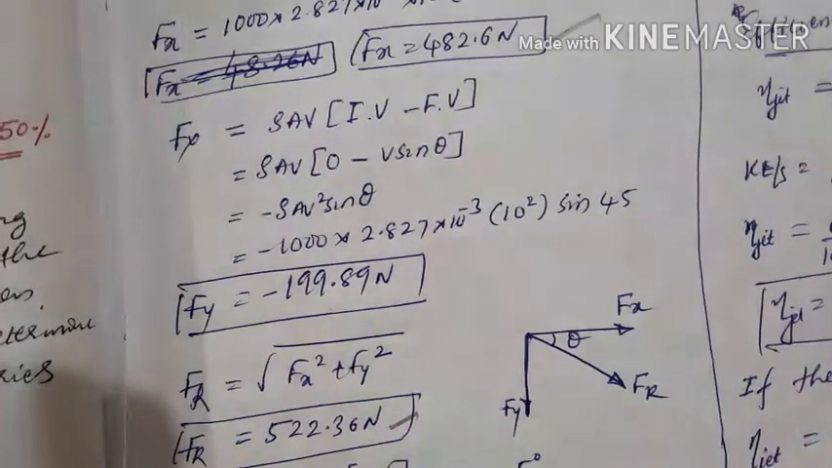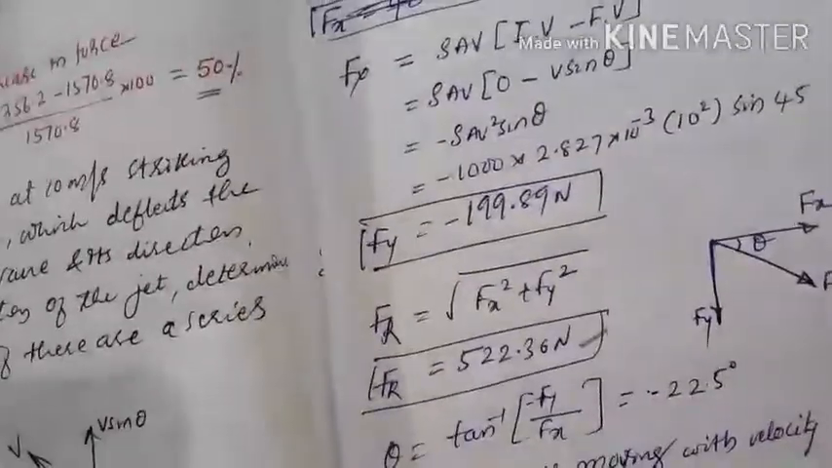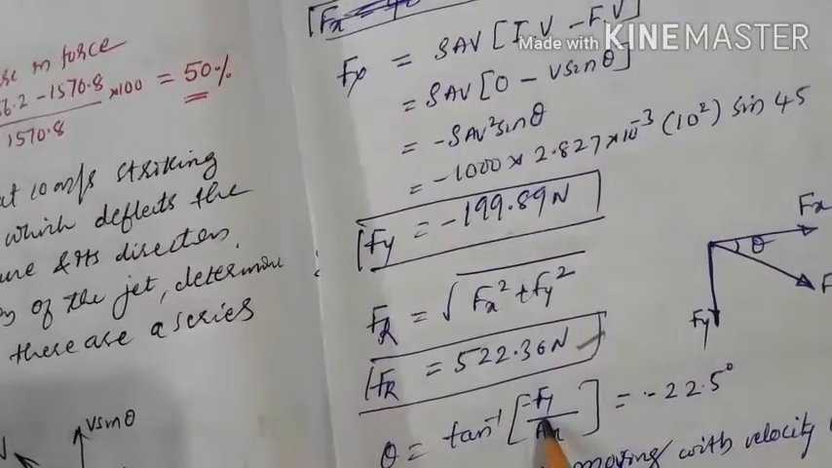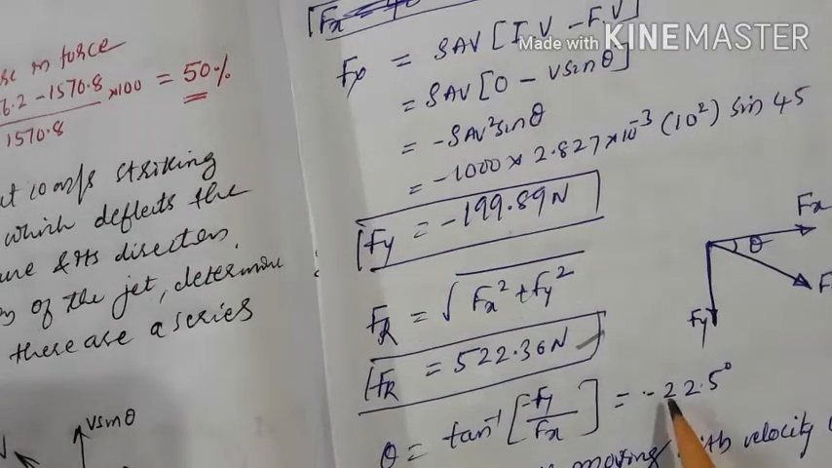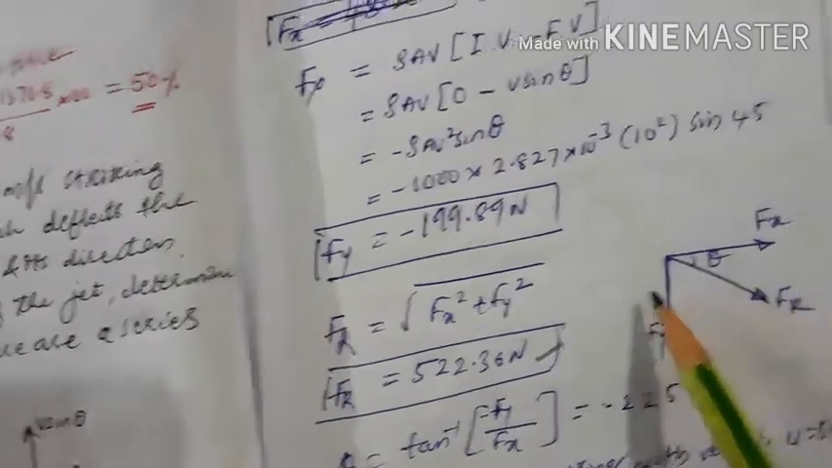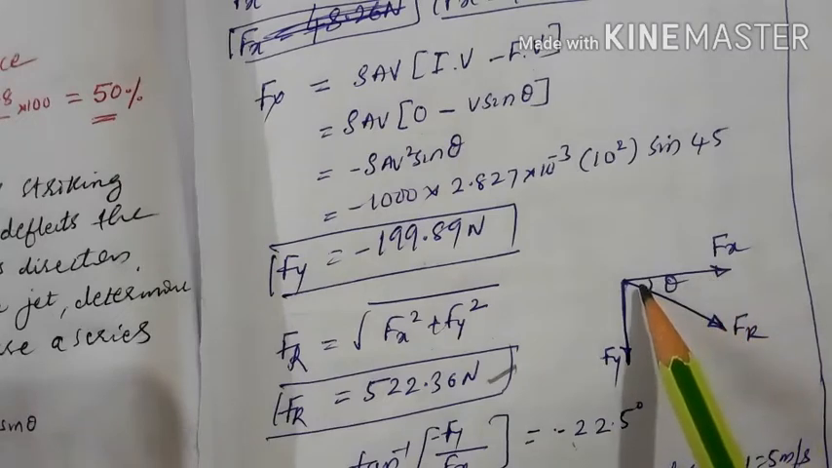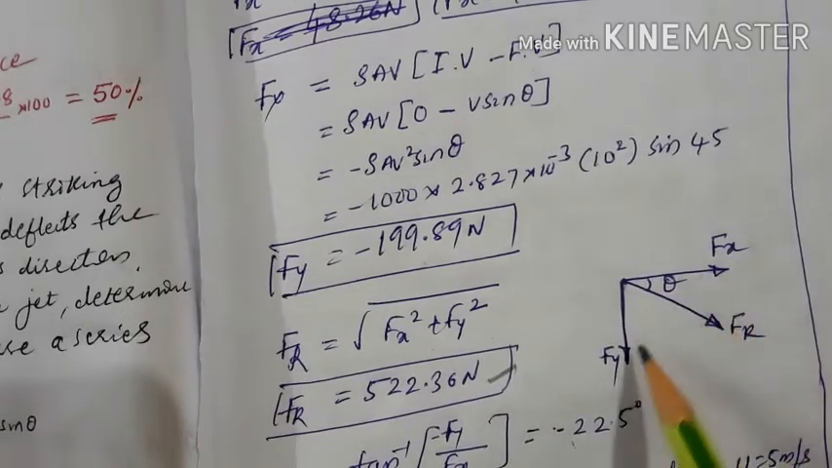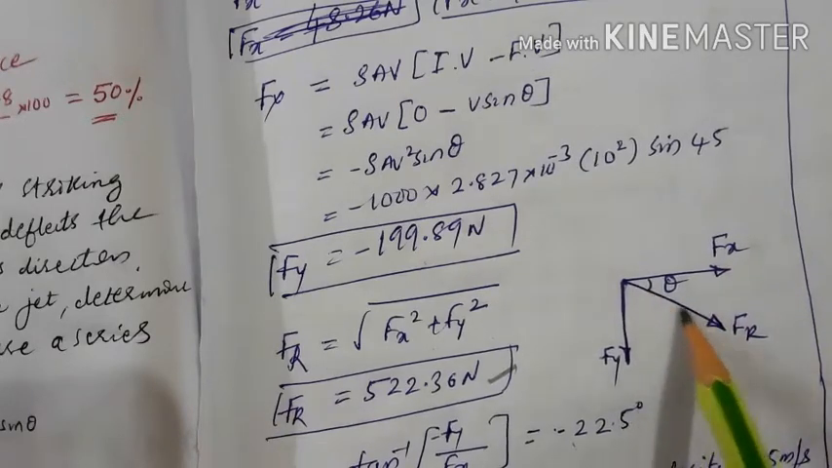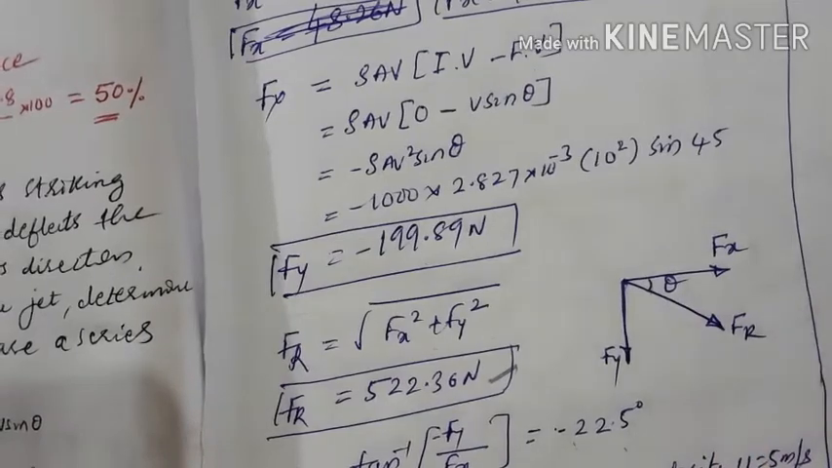Then calculate the magnitude and direction of the resultant, theta equal to tan inverse of minus Fy by Fx. We get a minus angle, that minus indicates the angle is to be measured in the clockwise direction. So Fx we got in the positive x direction, Fy we got in the negative y direction, and this is the resultant of Fx and Fy, and the resultant will be acting at an angle of theta, that is 22.5 degrees.